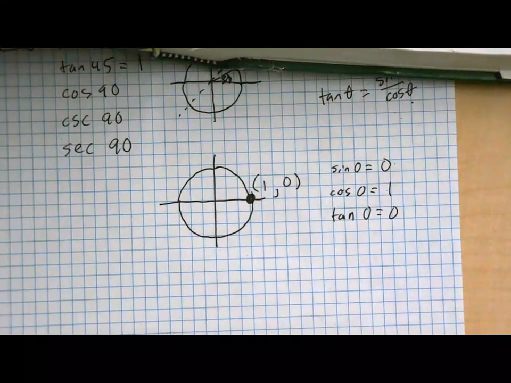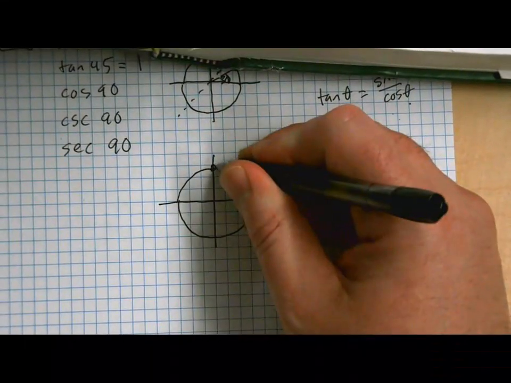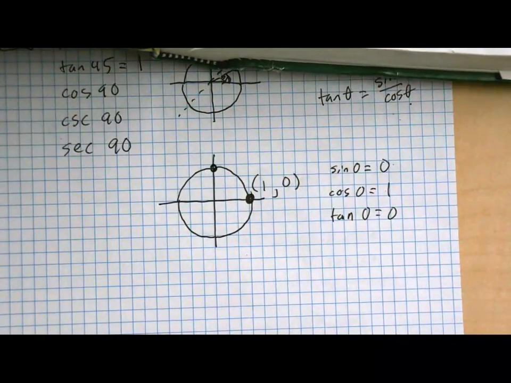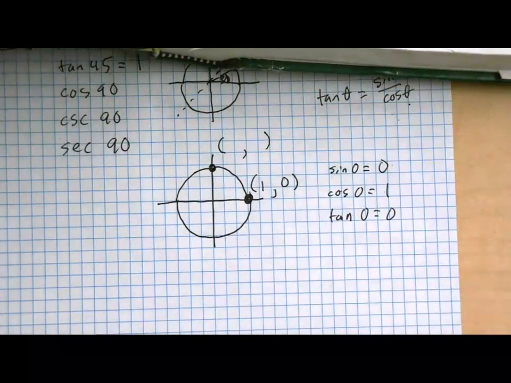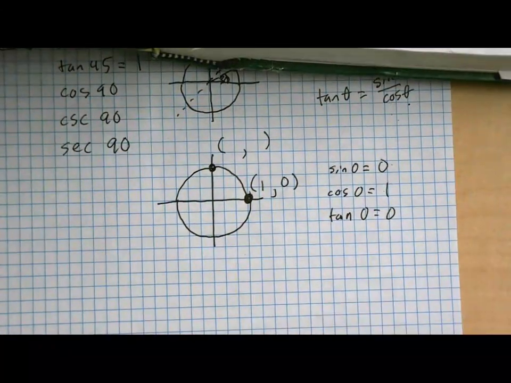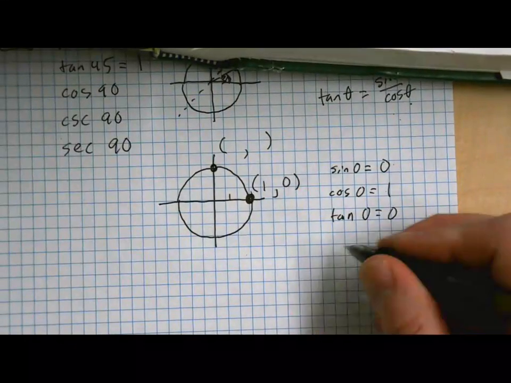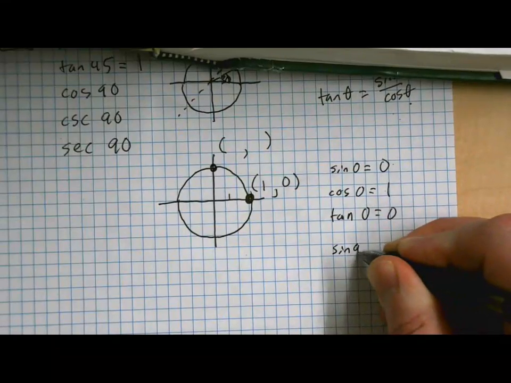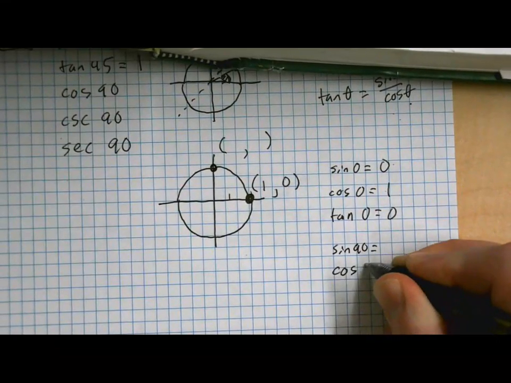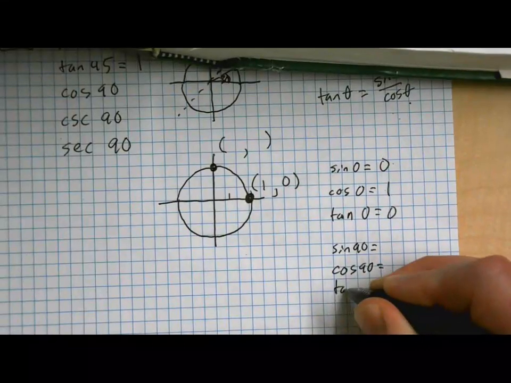All right, so we're going to keep going around the circle to a 90-degree angle. I would love for you to please write me the x and y coordinates for that point. We're still talking unit circle, so the radius is 1. And let's do the same thing again. Could you please write the sine of 90, the cosine of 90, and the tangent of 90?